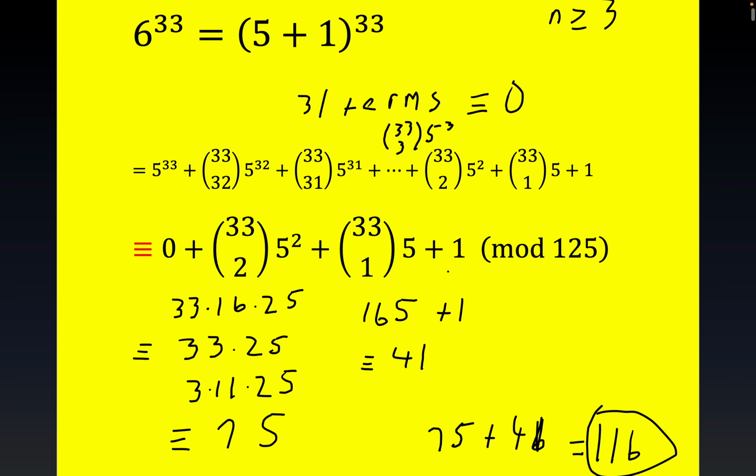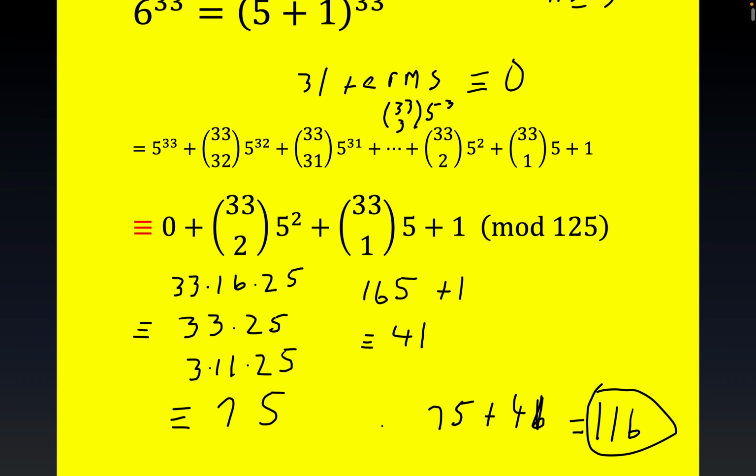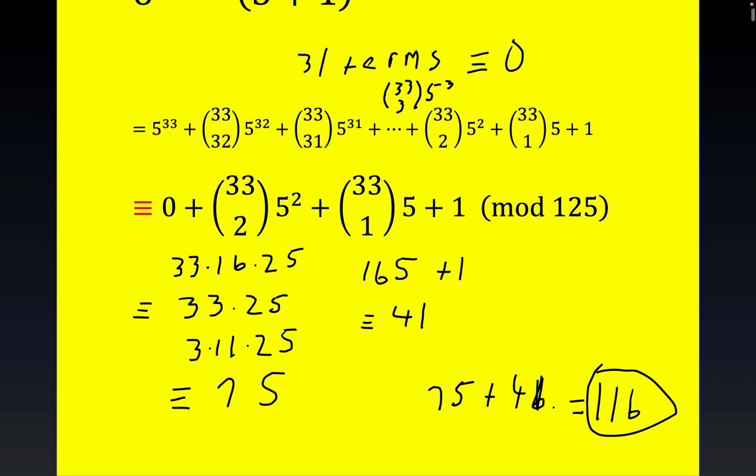And I hope this was clear, folks. I lumped all of this together and got 41. Then I did all of this right here. And I double checked this. I'm pretty sure my stuff is right here. So anyway, I got 75 plus 41, which is 116.